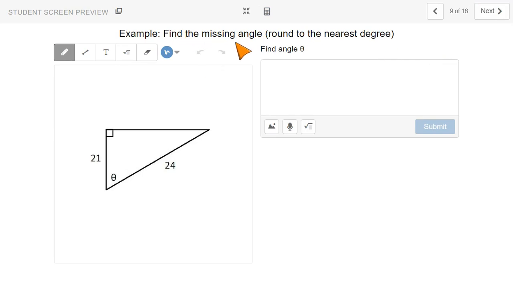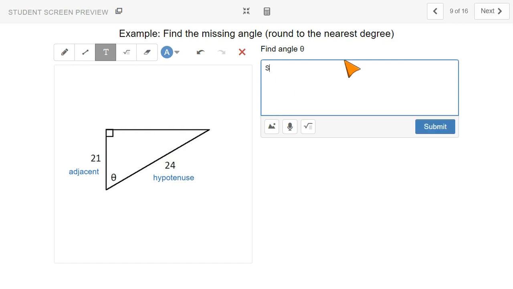Let's do another example. Find the missing angle and again round to the nearest degree. We have our angle here. We're going to identify the sides. So we have our hypotenuse across from the 90 degrees, and we have the adjacent, which is between the 90 and the working angle. So, toa. I'm going to use cosine because cosine involves the adjacent and the hypotenuse. Cosine theta equals adjacent over hypotenuse. So let's undo the cosine.